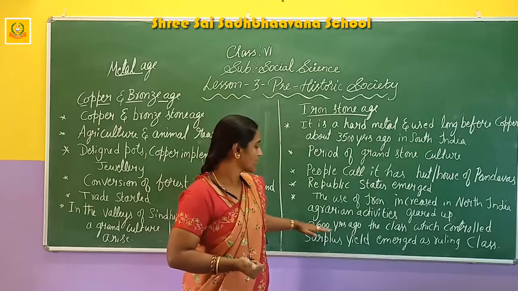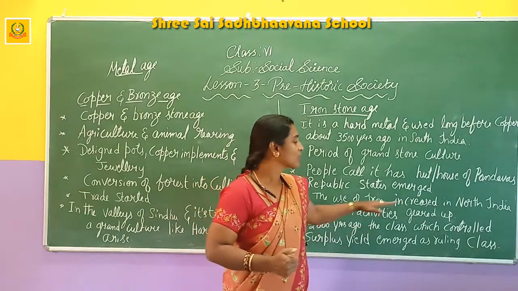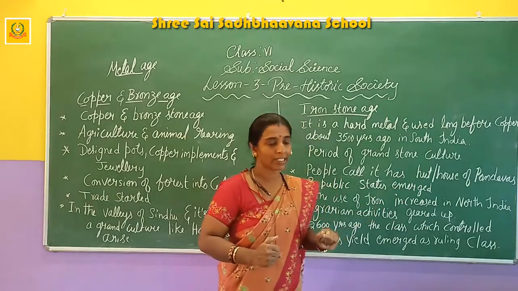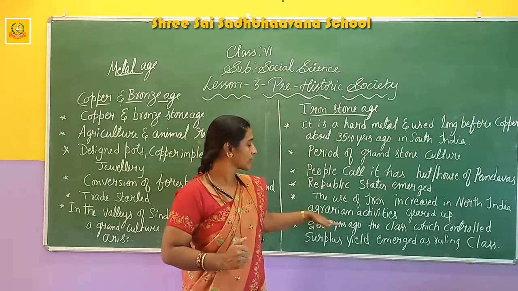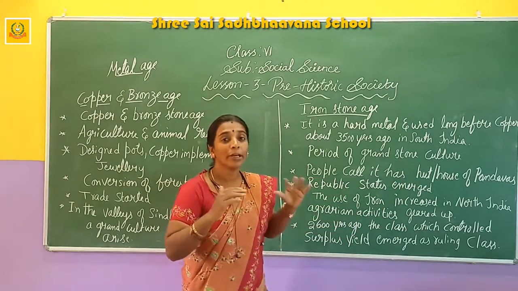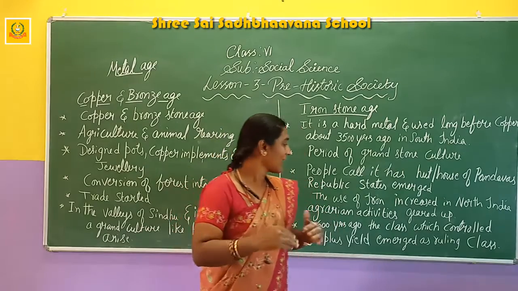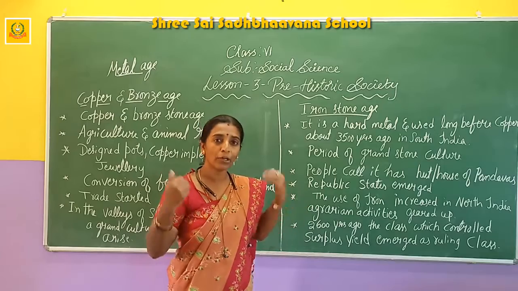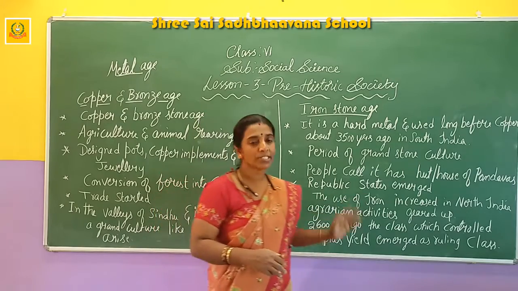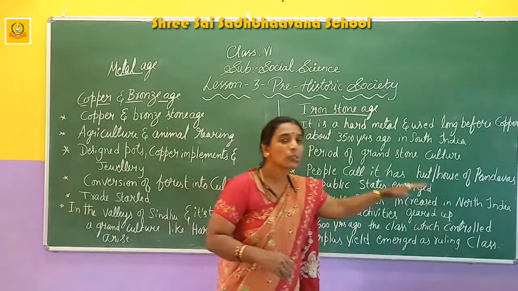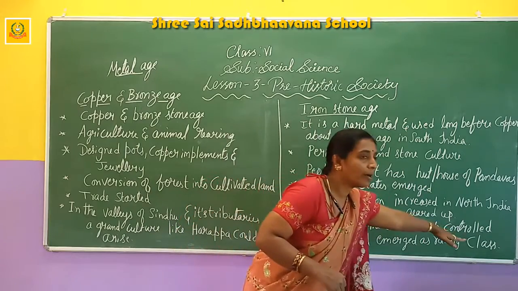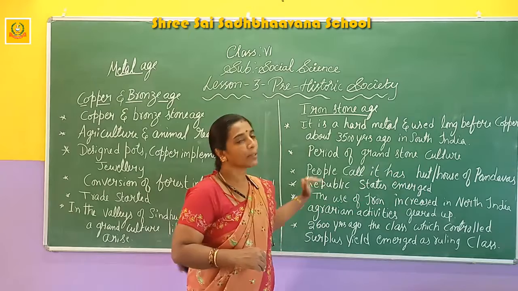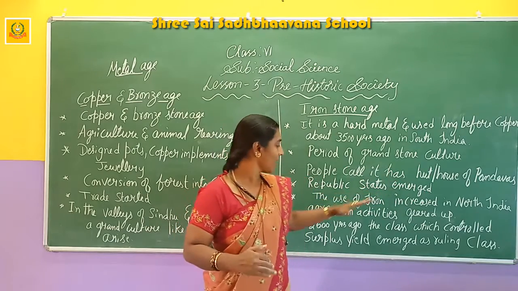So about 2,600 years ago, the class which controlled the surplus yield emerged as the ruling class. What happened about 2,600 years ago? The class which had control over the surplus yields emerged as the ruling class. So those ruling classes became the republic states. Thus the republic state emerged. Did you understand?